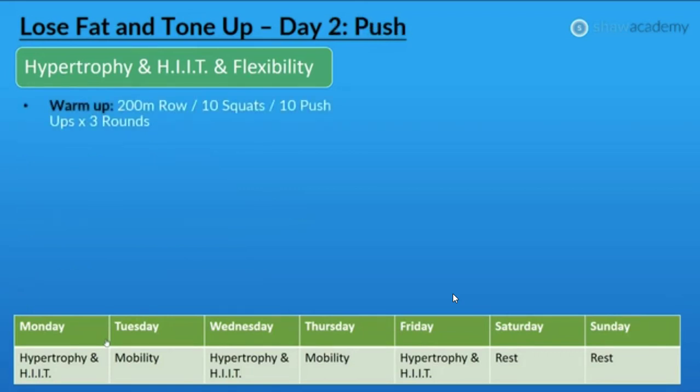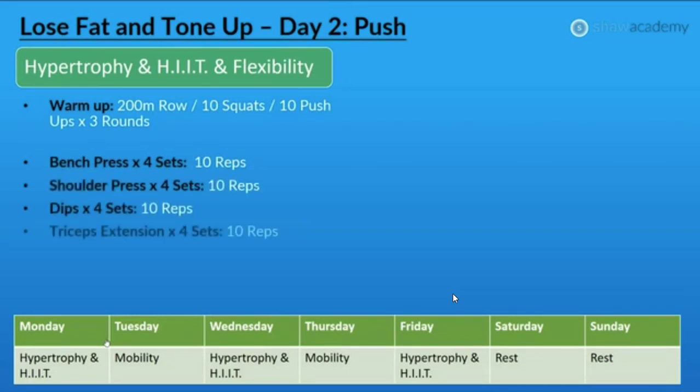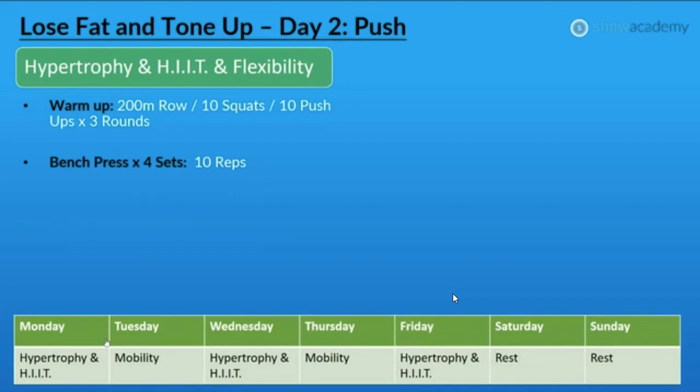So same warm-up. This is Wednesday now. So bench press, 4 sets, shoulder press, dips, and tricep extensions. So again, we're getting our chest, we're getting our shoulders, we're getting the back of our arms, all in that workout. And again, we're going to spend 8 minutes on our bench press, 10 reps, rest, 10 reps, rest, 10 reps, rest, 10 reps, rest.